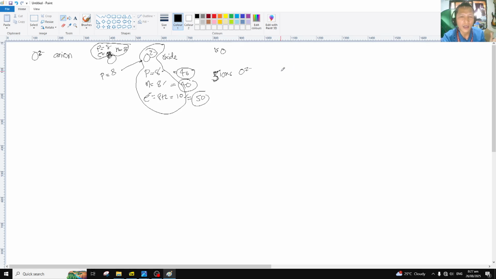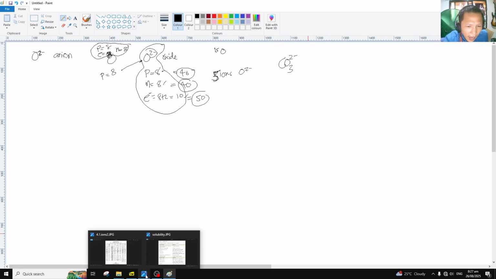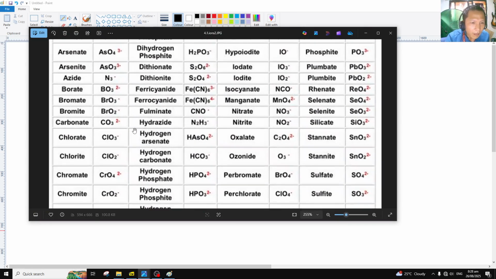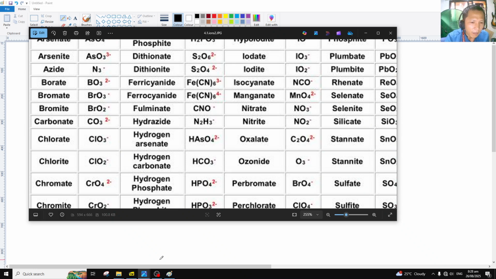Protons, electrons. So, let's say carbonate. Carbonate is an ion, 2 negative. Here is a list of ions. Don't worry, you can open this and photocopy it, of course. So, carbonate is CO3 2 negative.